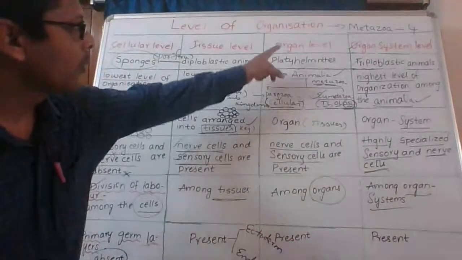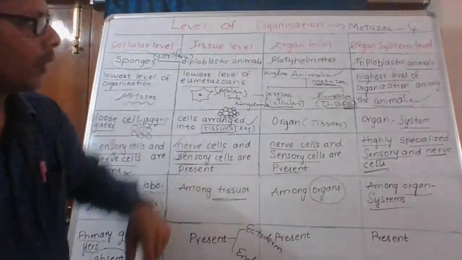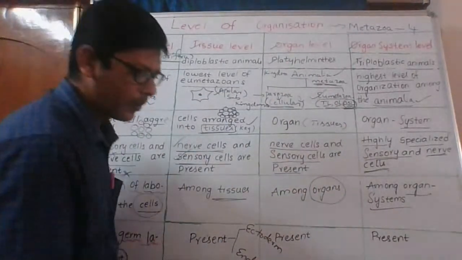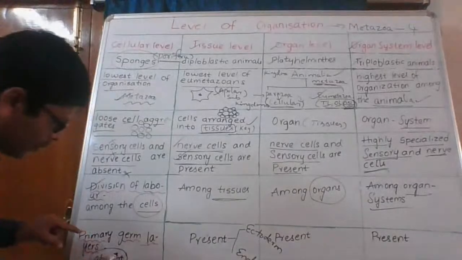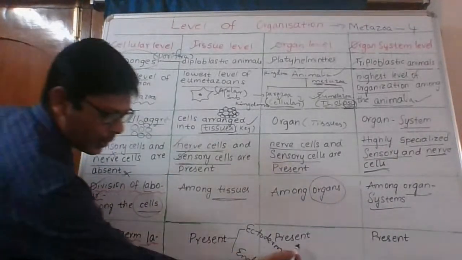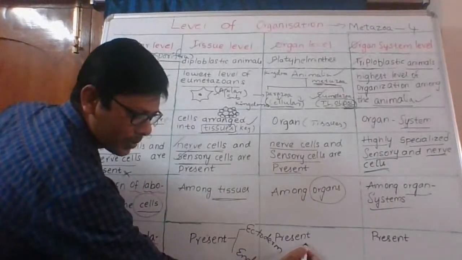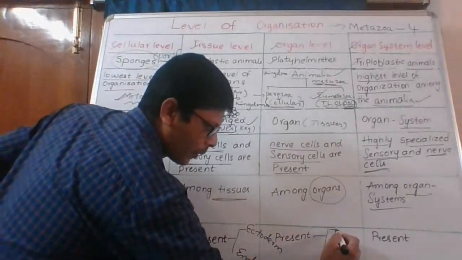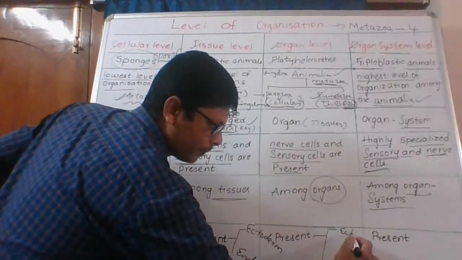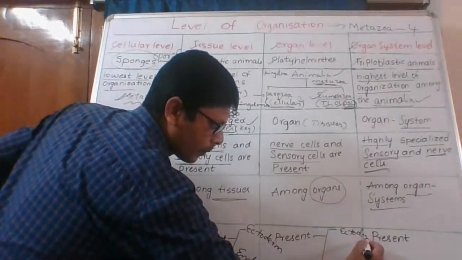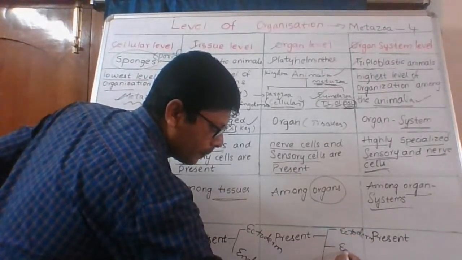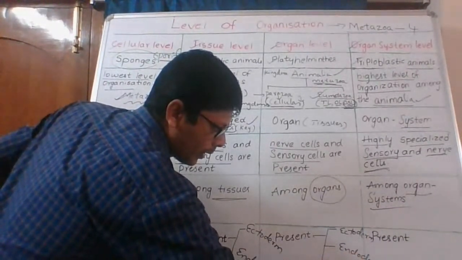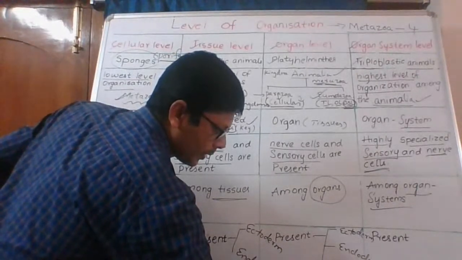Now come to this one: organ level of organization, Platyhelminthes. These are triploblastic animals. The three primary germ layers are present here. What are they? Ectoderm, endoderm, and the third germ layer is the mesoderm.